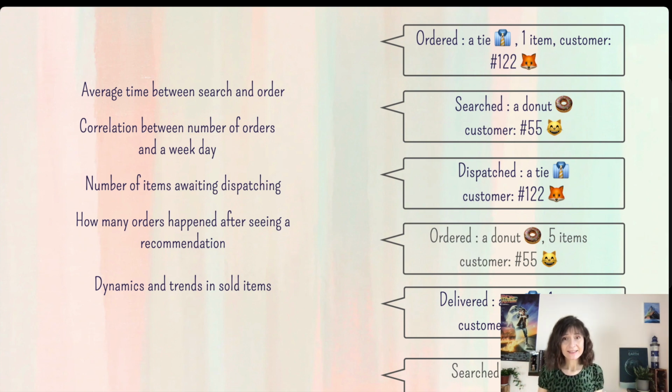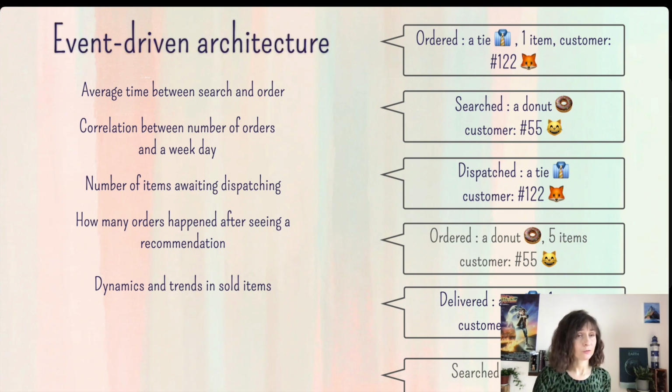And this picture is way more complex. But instead of giving us flat final numbers, it gives us a 360-degree view of the data and plenty of possibilities. We can answer all kinds of questions later in time without planning this in advance. This type of architecture is actually called event-driven architecture. Many of you might be familiar with it already.